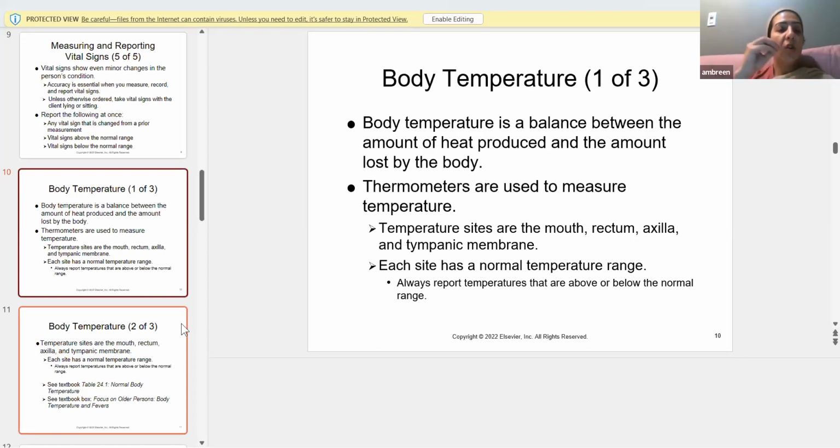So when you are taking temperatures, you have to make sure where the site is where you took it. You have to write down 36.6. If it's axillary, you write AXI. If it's oral, you write O. If it's by rectum, you write REC. And always tympanic is TM. You put the probe here, and then you get the reading.